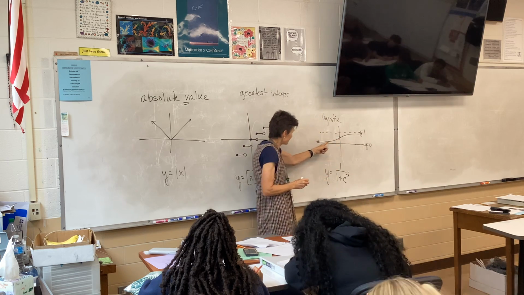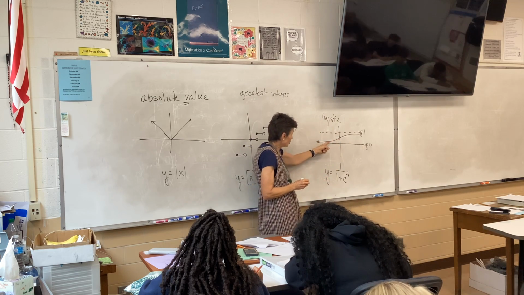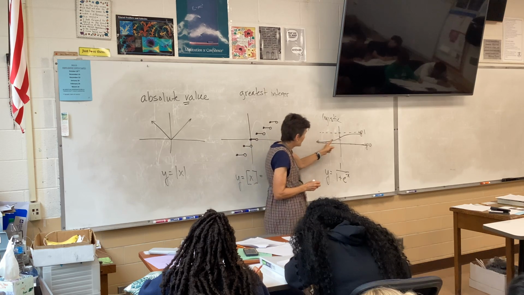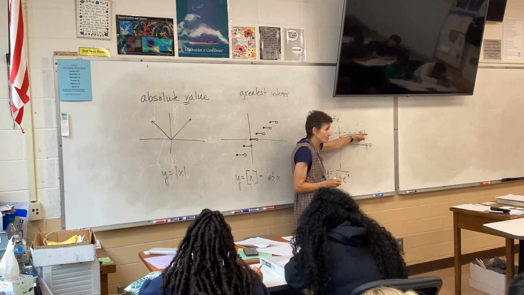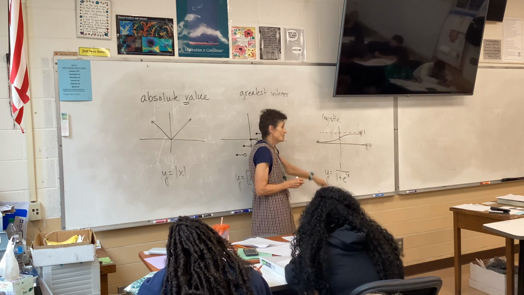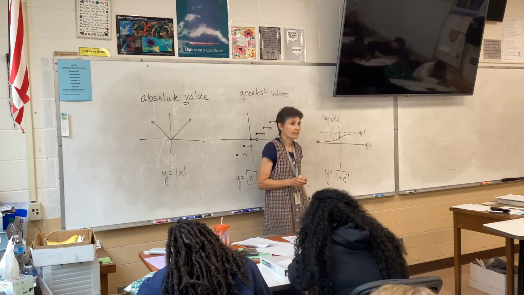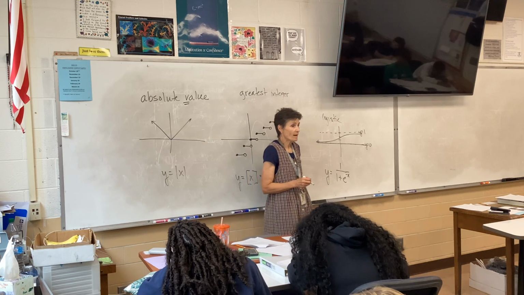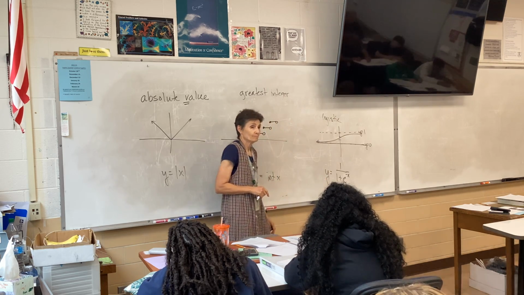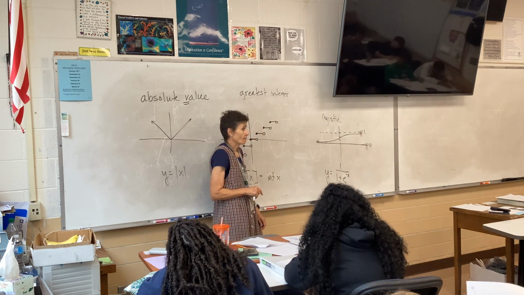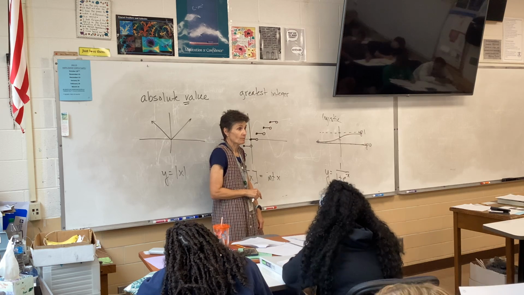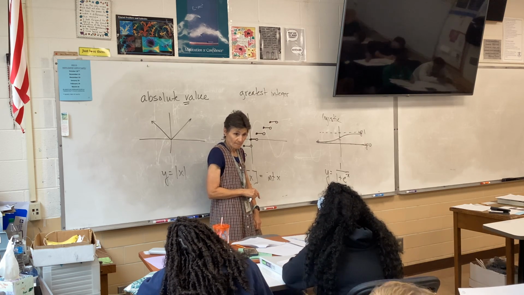On this end, see how it's getting closer to the asymptote out this way? And on this end, it's getting closer to the asymptote out that way. So that one kind of looks like a sideways what? What other function was a squiggly? The cube. Cubing goes up and down. This one is sideways. Okay?